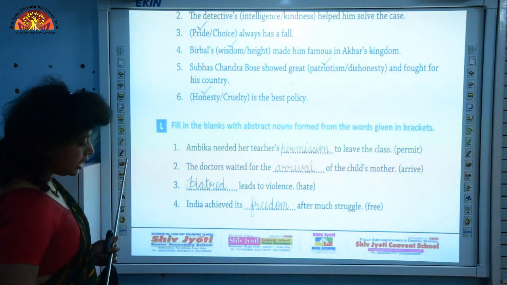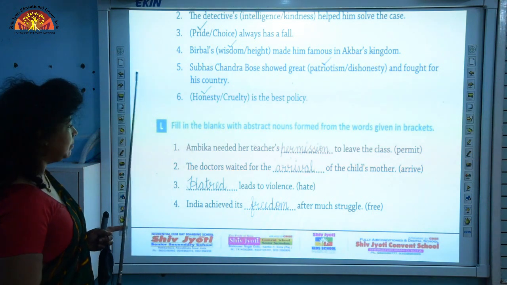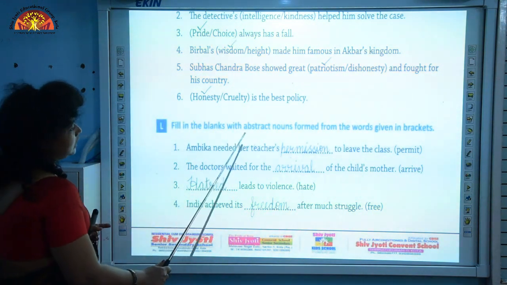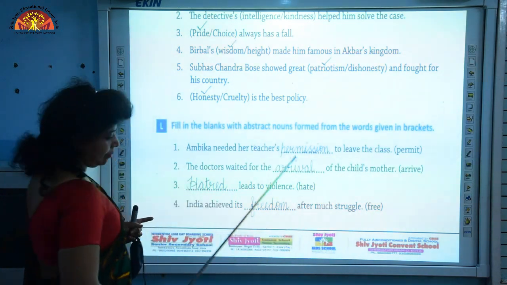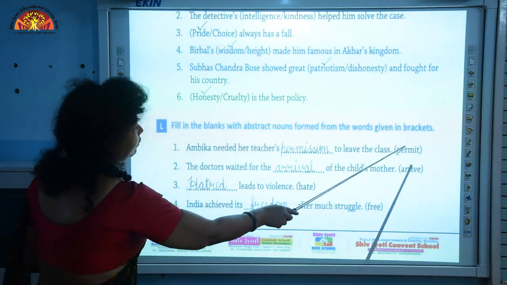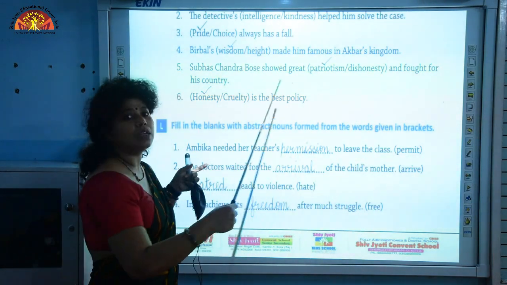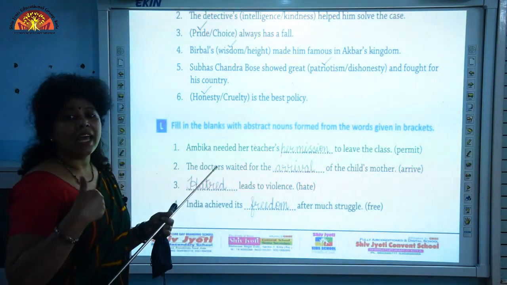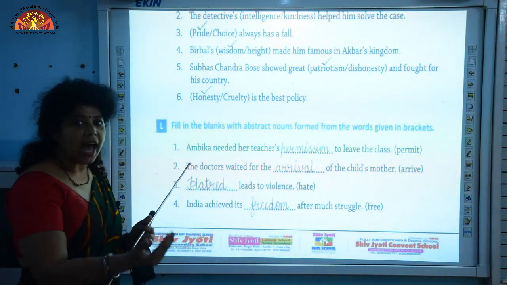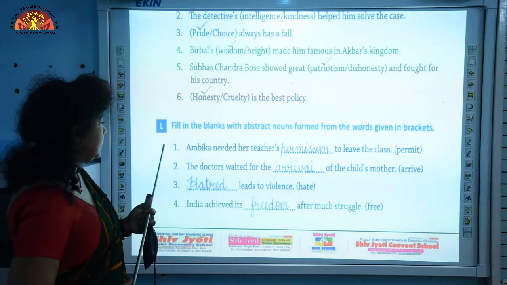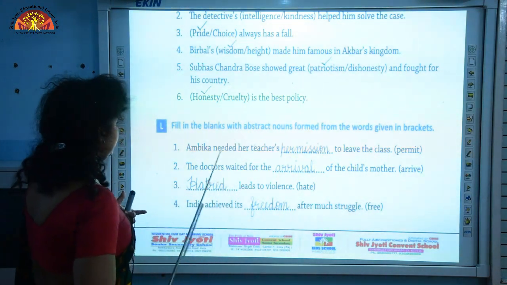Children, let us come to exercise L on the same page, that is, page number 6. Fill in the blanks with abstract nouns formed from the words given in brackets. You have to replace these words with abstract nouns. Like I had told before, we can form abstract nouns from either adjectives or verbs. So let's see how we form an abstract noun from these words.